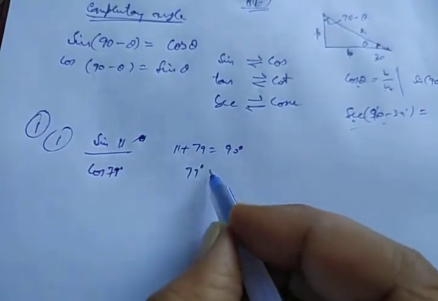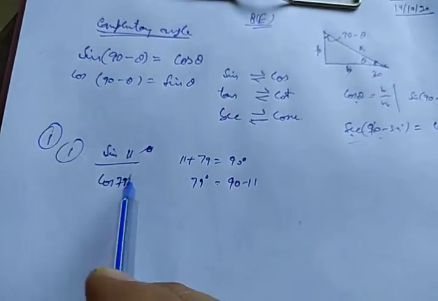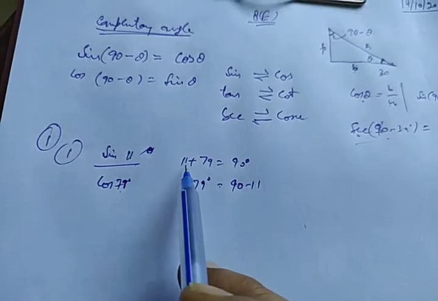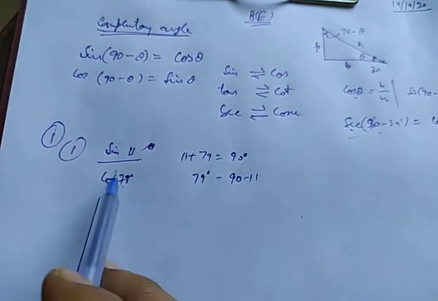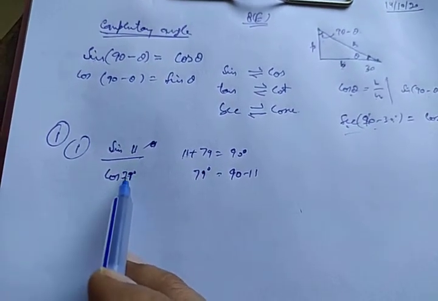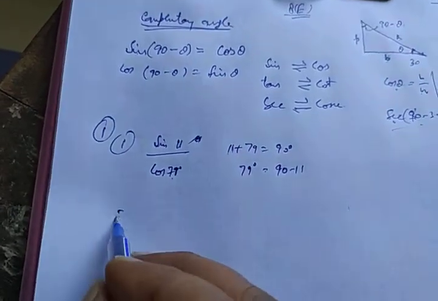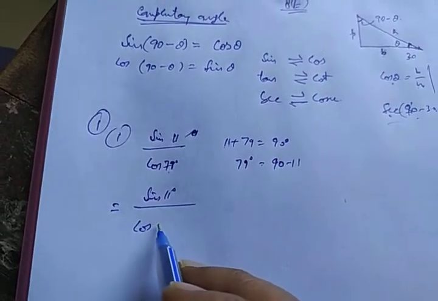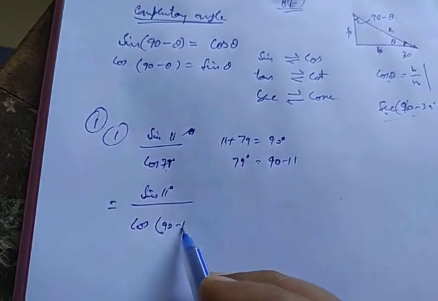Then 79 degree can be written as 90 minus 11. Means one of the angles would be changed in this format, 90 minus something. If you want to change 11 degree angle, then 11 would be written as 90 minus 79. Whether you change numerator or denominator, only one will be changed. And the question will become sin 11 degree upon cos, and within the cos the angle 79 will be changed like this, 90 minus 11 degree.